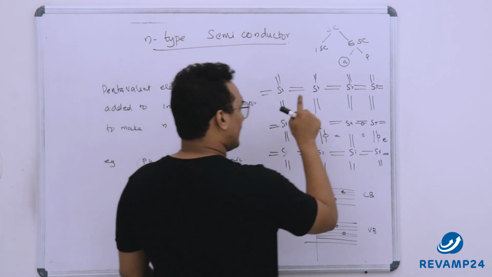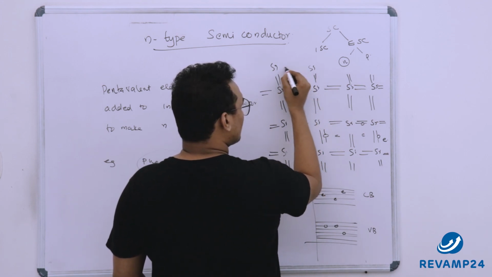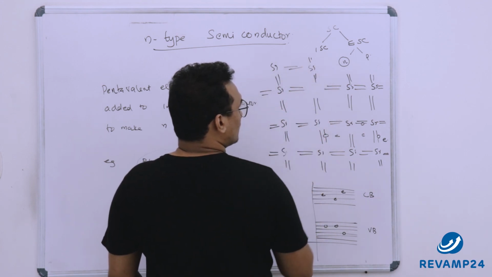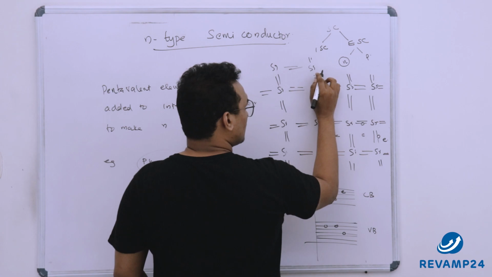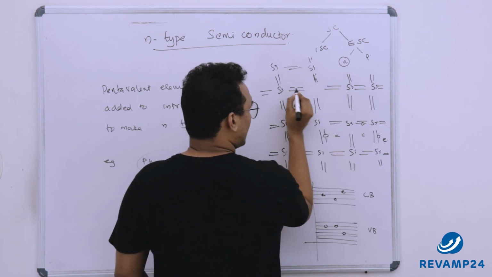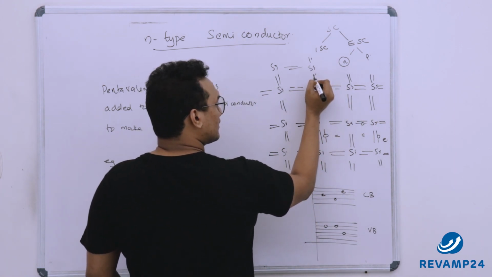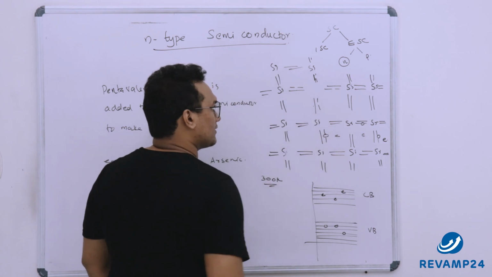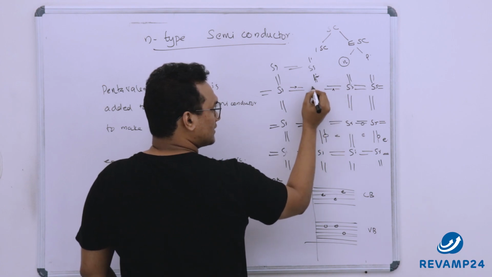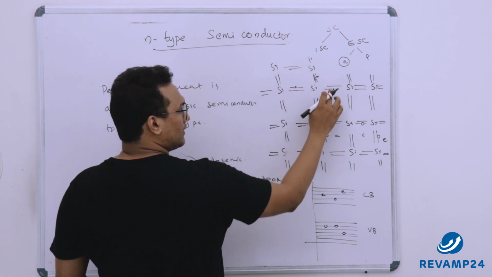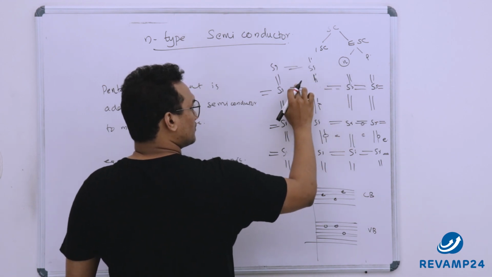Now to make it an N-type semiconductor, I will remove a silicon atom from here. When I remove a silicon atom, I am also removing its 4 electrons from making bonds. There are 4 electrons contributed by silicon. The silicon atom was giving 4 electrons here for sharing, so the moment I take the silicon out, I am also removing these 4 electrons.